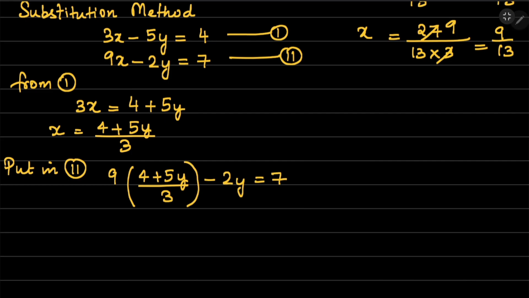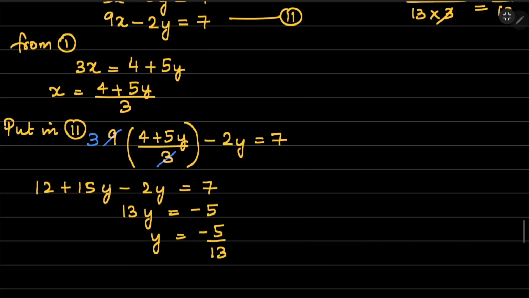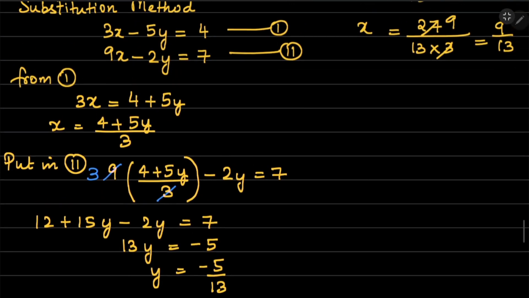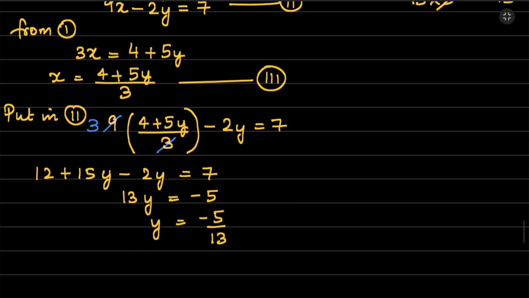Okay? 3 3s are 9. So now what do you get? 3 into 4, 12 plus 15y minus 2y is equal to 7. So you have 13y equal to 7 minus 12, which is minus 5. So what is y equal to? Minus 5 by 13. This I will put it. Okay, so here this I am going to mark as equation 3. So this is the substitution method, right? So you are expressing x in terms of y, let that be equation 3.